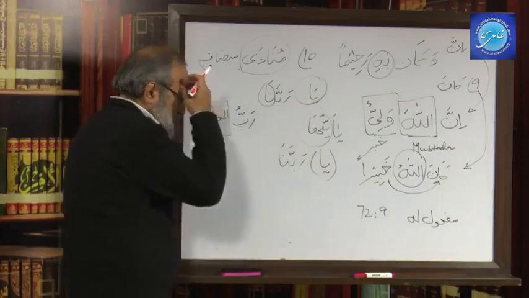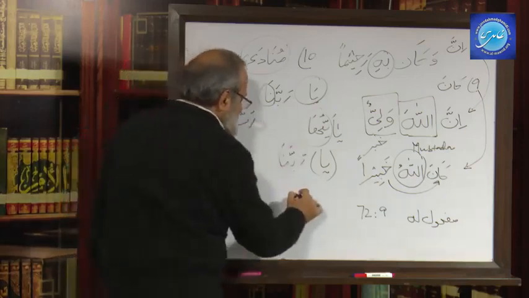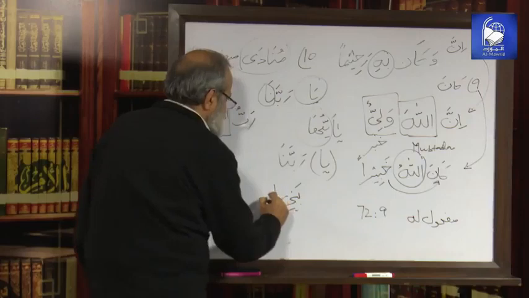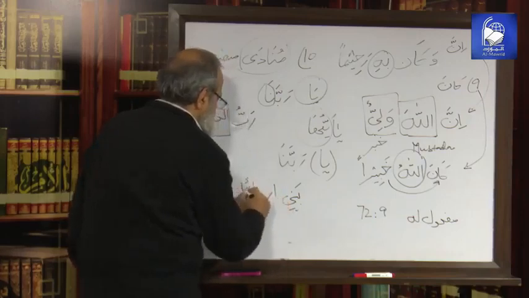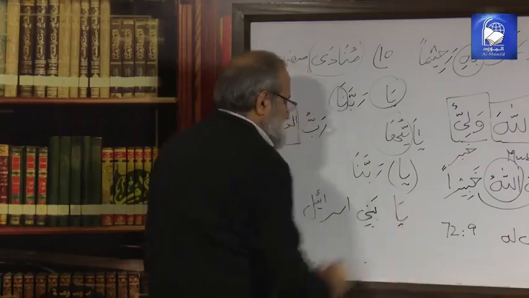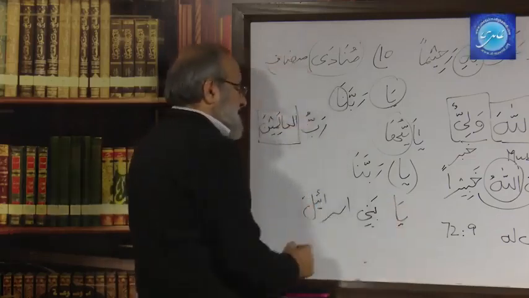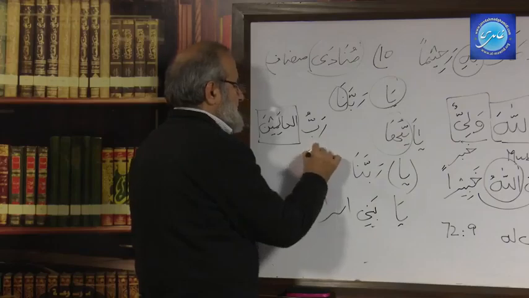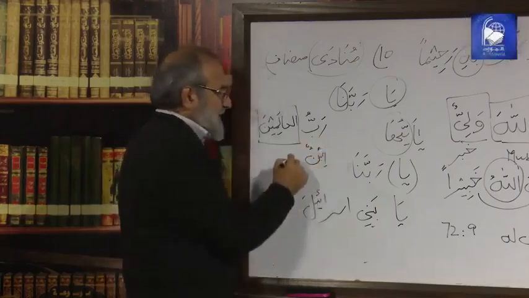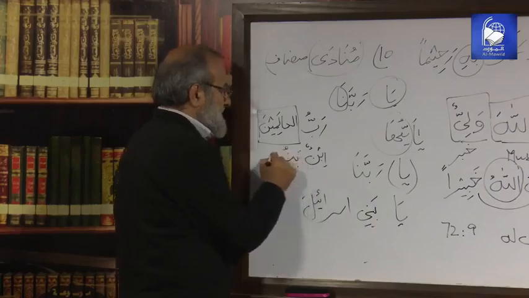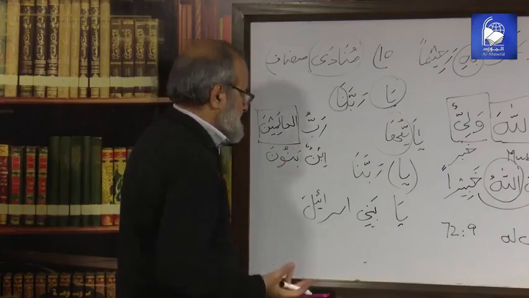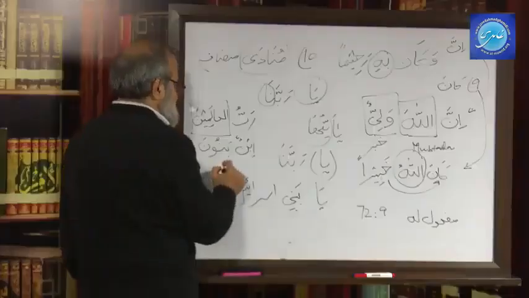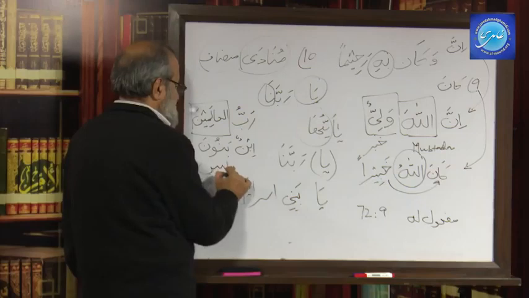A very interesting example of munada muzaf is what we quite often read in the Quran, Ya Bani Israel. Now, this Bani is in actual fact, Ibnun is son. Its plural is Banuna. Banuna means many sons, more than one. And when this Banuna, which is in the form of Rafa, becomes Nasab and Jar, obviously it would be Banina.